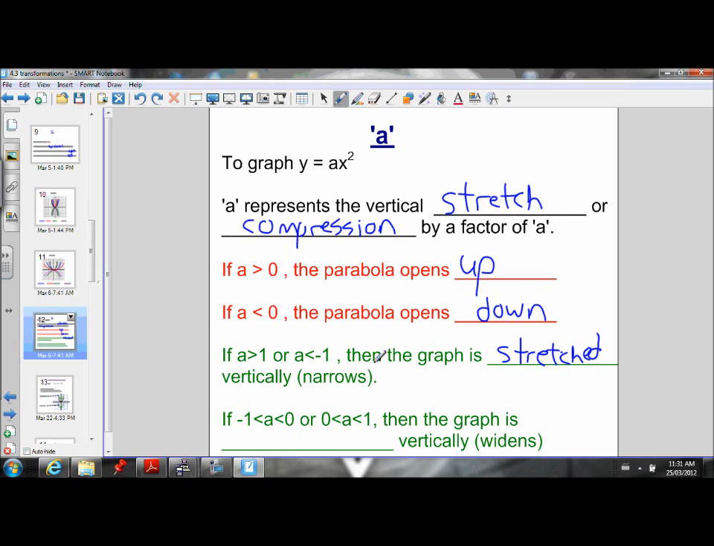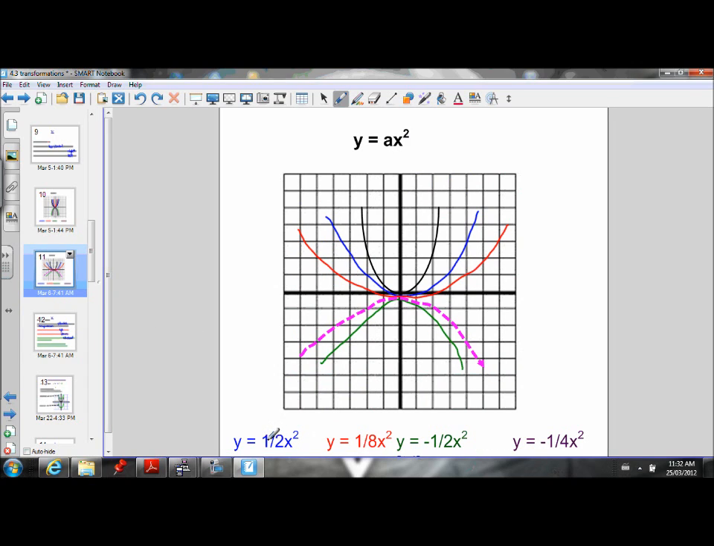When you describe it on an assignment or a test, I want you to say it is stretched vertically by a factor of whatever the a value is. Good. We also looked at what happens when the a value is between 0 and -1 and between 0 and 1. We did that in this section here. 1 over 2 is 0.5, which is between 0 and 1. 1 over 8 is between 0 and 1 as well. Negative 1 over 2 is between 0 and negative 1. Negative 1 over 4 is between 0 and negative 1.